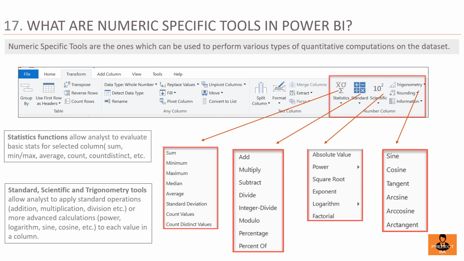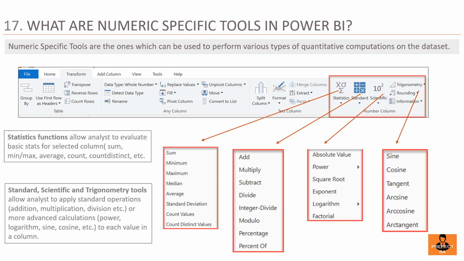Numeric specific tools are the ones which can be used to perform various types of quantitative computations on the dataset. As the name suggests, numeric specific tools are the ones which are used to perform addition, multiplication and so on the data. For example, if an analyst wants to know the unit sales of a product, then the division operator will be used, wherein the total number of units will be divided by the total revenue generated.